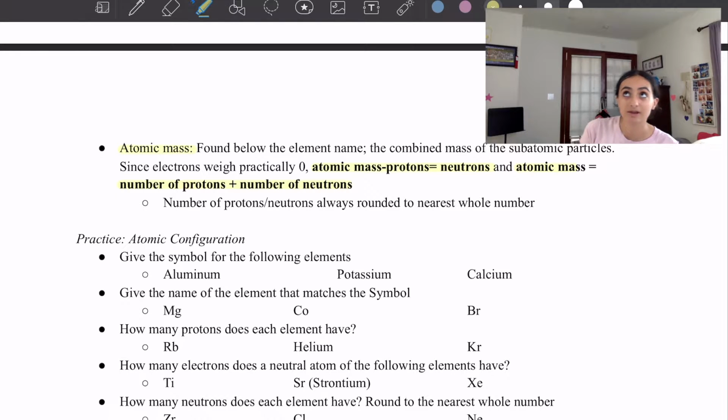So let's say you have an atomic mass of 75.23 and you have 40 protons. You will not have 35.23 neutrons, you will have 35. That was just a random example.